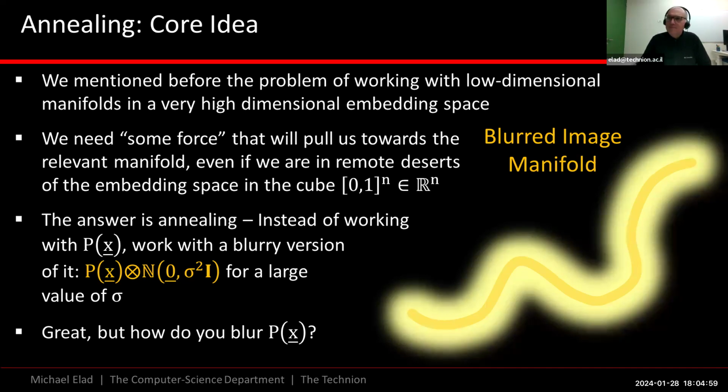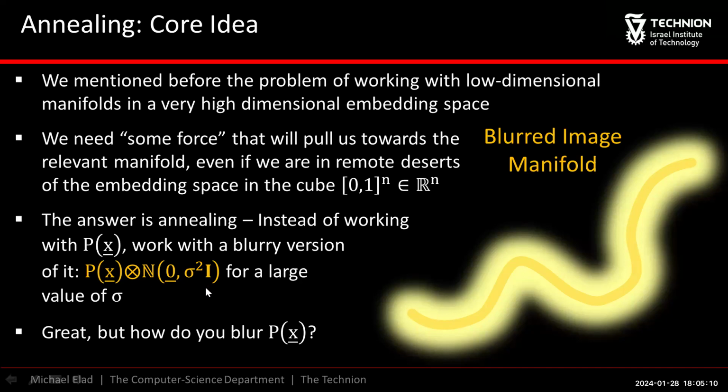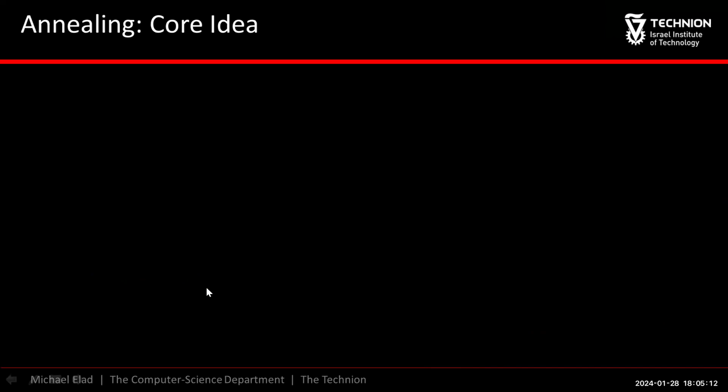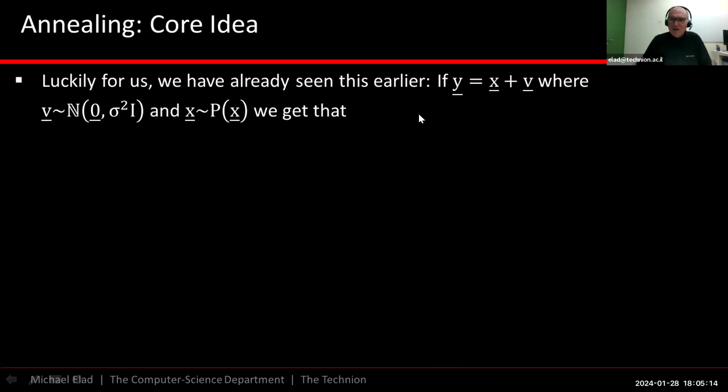How do I blur? I'm not working with the probability density function P of X. I'm working with the blurred version of it. How do I do it? You add Gaussian noise? Yes, definitely. Instead of working with images X, I will work with noisy images Y. Y equals X plus V.